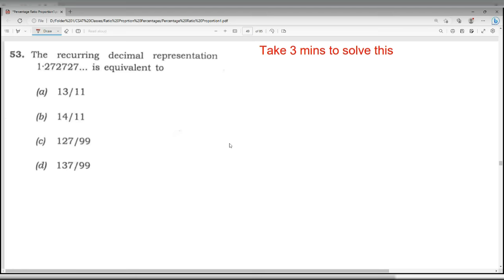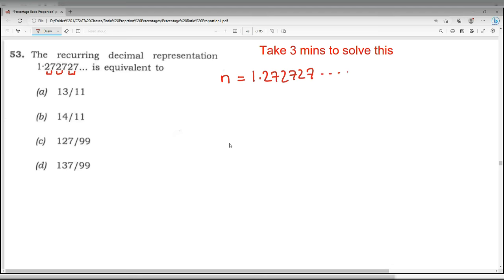They are saying that there is a recurring decimal 1.272727, and it is equal to, and how do you convert this into fractions? Whenever you see such kind of decimals, you have to just find out which digits are repeating. Here 27, 27 is repeating. So what you can do is, you can say let this number be N. So N is equal to 1.272727, and it continues like this.